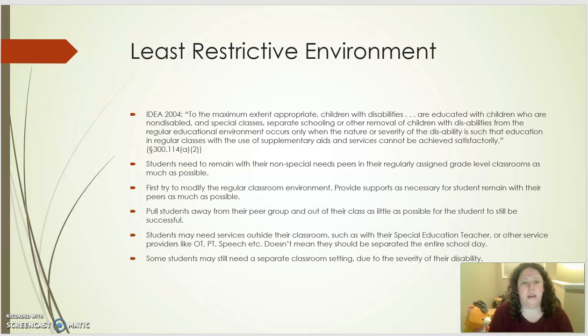The first step would be to try to modify the regular classroom environment and provide whatever supports necessary for a student to remain with their peers and in their normal classroom environment as much as they can be successful. Students may need services outside their classroom, such as instruction with a special education teacher or other service providers like occupational therapy, physical therapy, speech, music therapy, but that doesn't mean they should just automatically be separated the entire school day. With that in mind, some students may still need a separate classroom setting due to the severity of their disability.